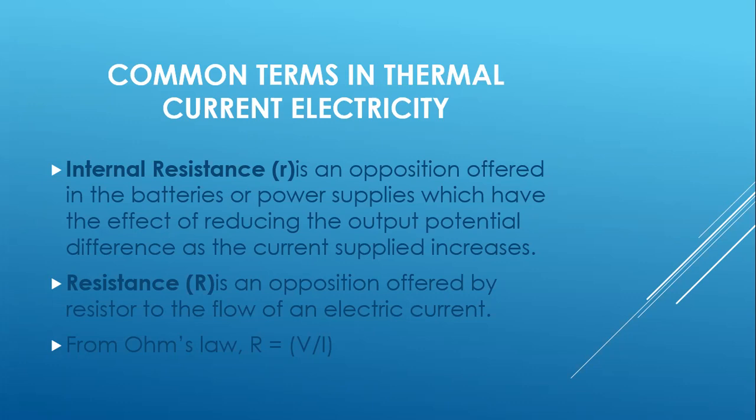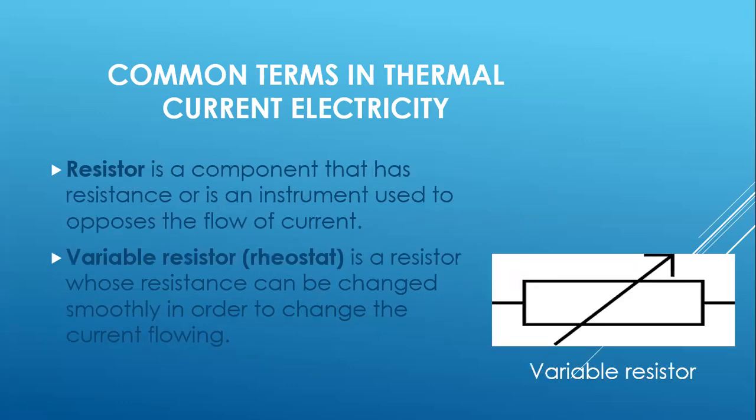Resistance, abbreviated as capital R, is an opposition offered by the resistor to the flow of an electric current. You can obtain this from Ohm's law, which we've already discussed previously in other videos, where R is equal to V over I, voltage divided by the current. A resistor is simply a component that has a resistance in it, or an instrument used to oppose the flow of current.